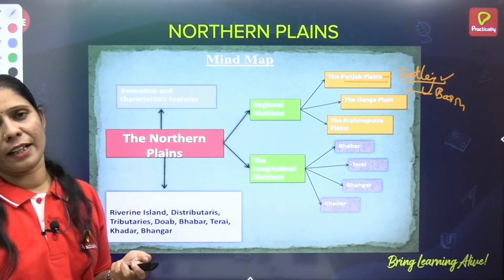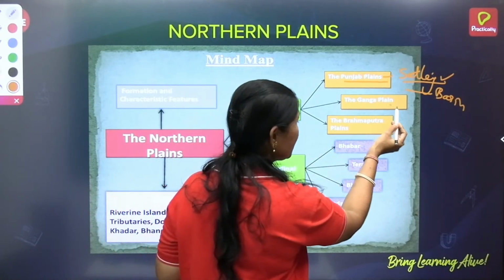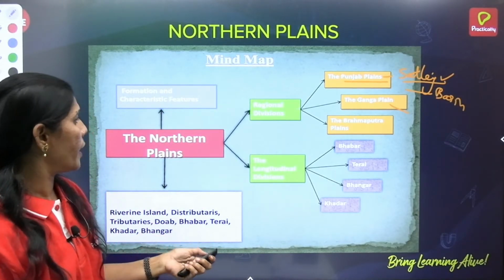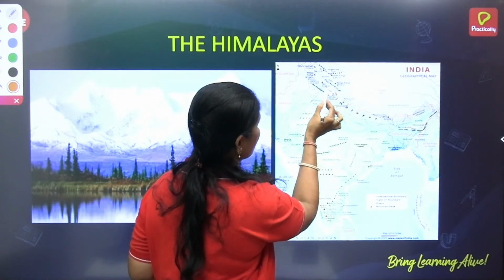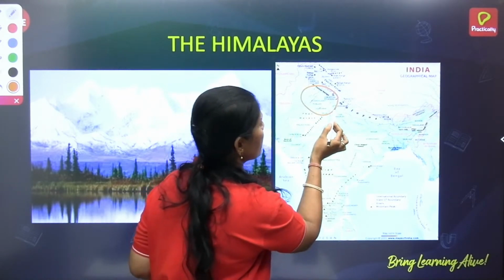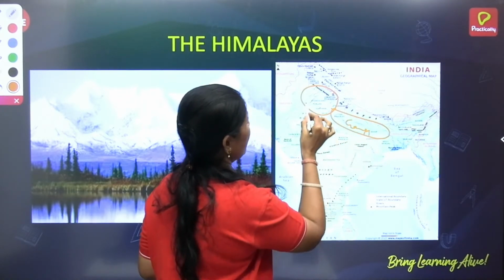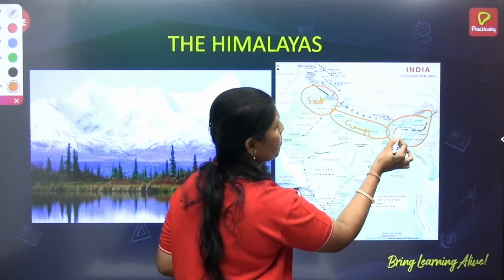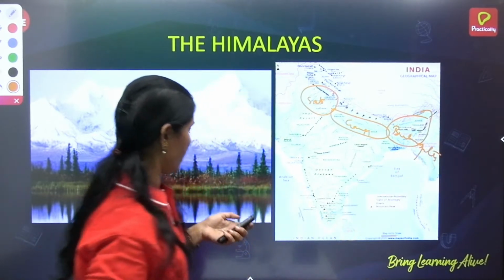And where the river Ganga and its tributaries flow, we call it the Ganga plain. And where the river Brahmaputra flows, in that region, we call it the Brahmaputra plain. Here you can see this is the Satluj, that is Punjab plains, and this completely central part we see is the Ganga plain, and this part of the region we call the Brahmaputra plain.